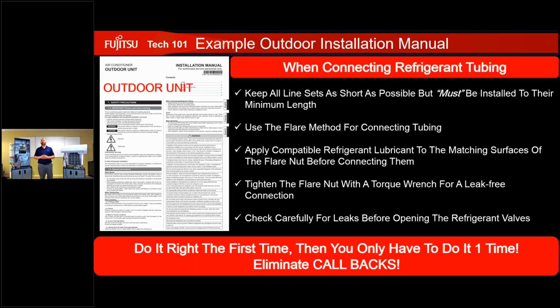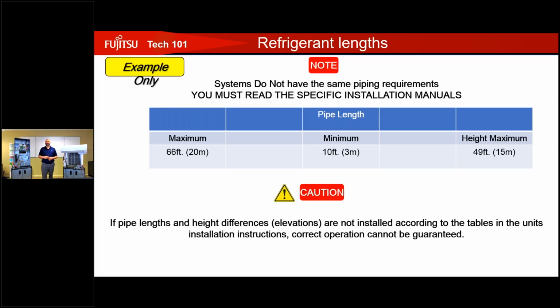Always tighten the flare nut with a torque wrench, and carefully check for leaks before opening the valves and allowing refrigerant into the lines. This way you save yourself the heartache of having to reclaim the refrigerant left in the system, leak test to find the leak, fix the leak, then leak test again, evacuate again, add new refrigerant again. You're talking about 4 or 5 hours by the time it's all said and done of time you didn't need to spend on a job. Do it right the first time, and you'll only have to do it once.